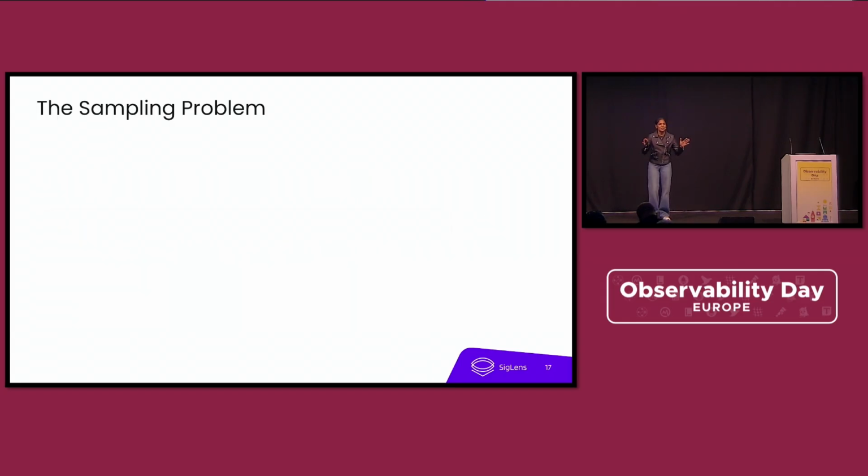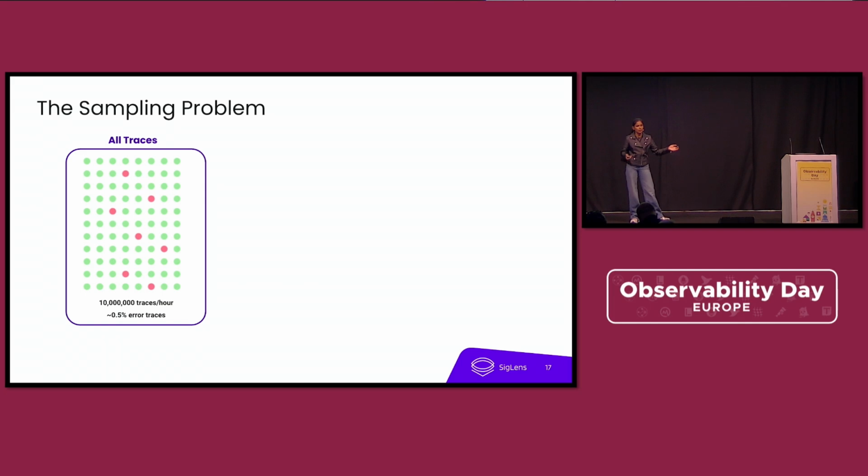So yeah, it's a sampling problem. Now let me explain how this sampling leads to this mystery of happy traces. Say you have all the traces, and we are collecting 10 million traces per hour, out of which 0.5 are the error traces, which are shown with the red dots. And these red dots you need to find and fix the problem. But due to the huge volume, most of the systems do a typical 1% rate of sampling, which is collecting one trace out of every 100 traces.